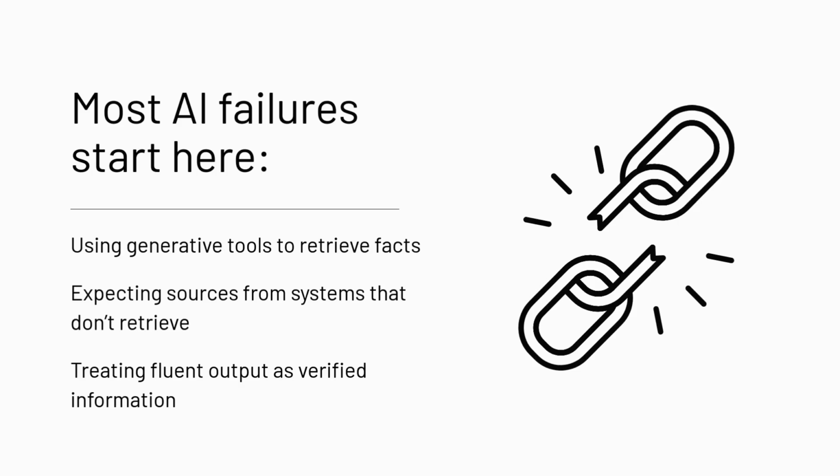Large language models are generative technologies. They generate text. They are not built to look things up or verify sources. When you ask a general purpose AI tool for citations or factual retrieval, it will still respond, but it's generating what a citation should look like, not retrieving one. That's where hallucinated sources come from.